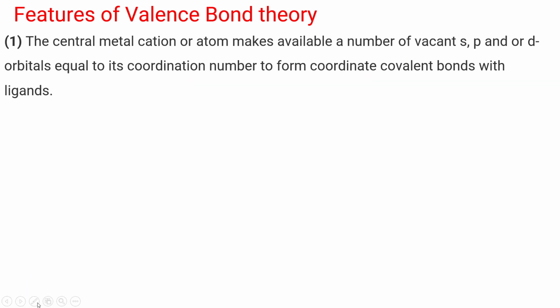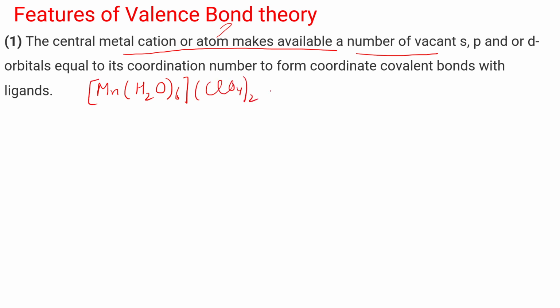Okay, coming back to the example that I'm showing you. As per valence bond theory, the central metal cation first makes available the number of vacant orbitals. So, in order to generate manganese hexaaqua perchlorate, what has to be done? Manganese has to provide space for the aqua ligand to donate its electrons. In this metal complex, manganese has an oxidation state of +2.